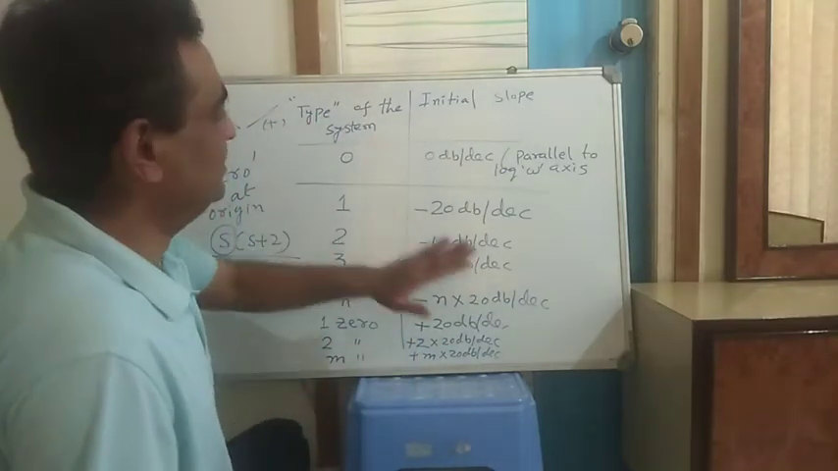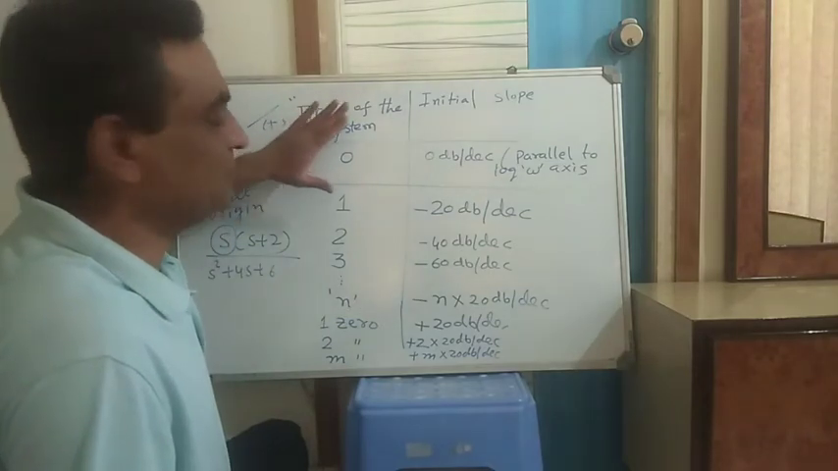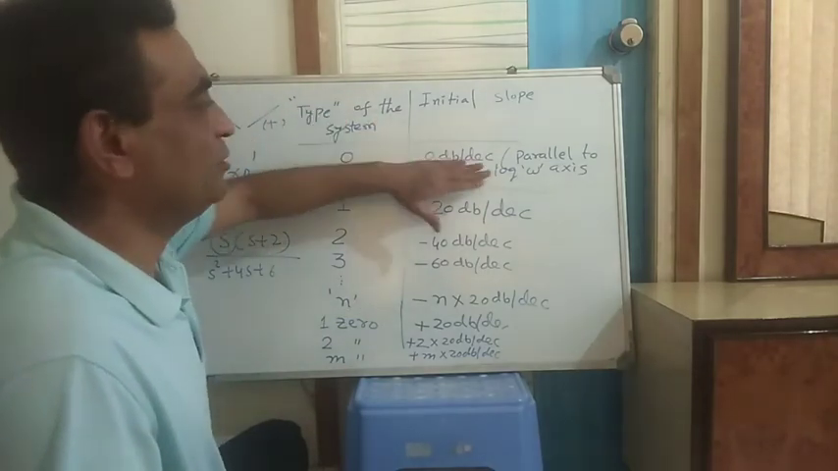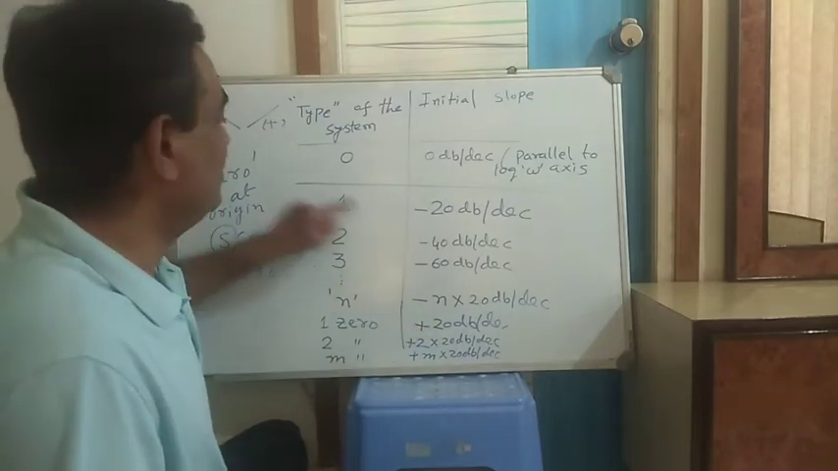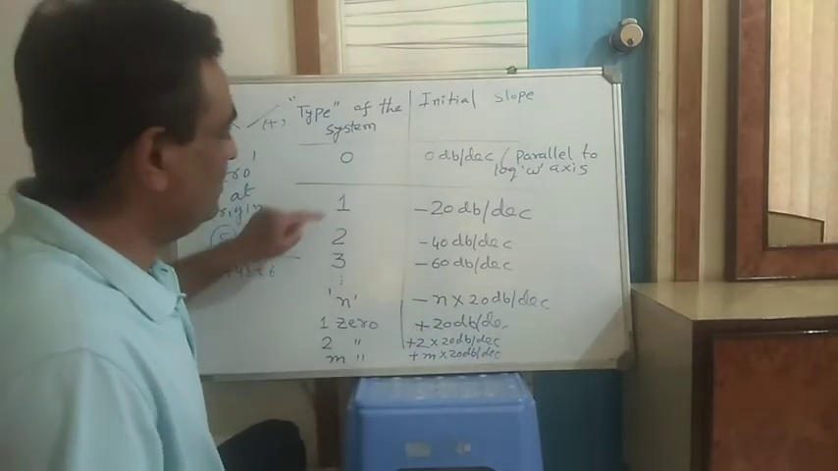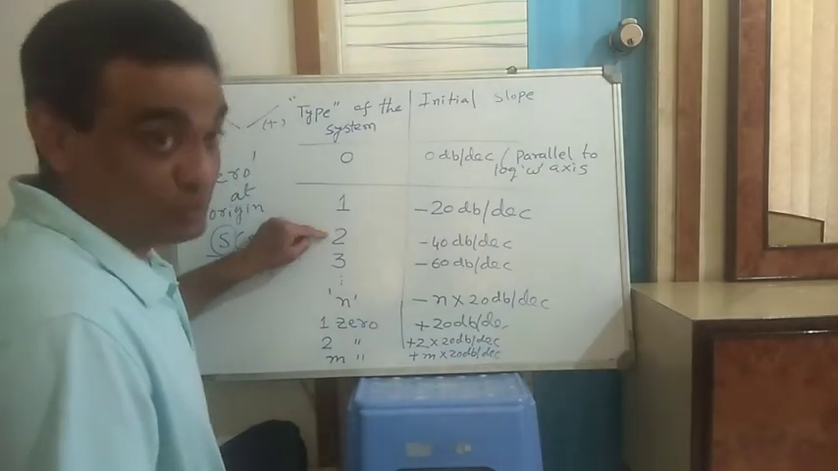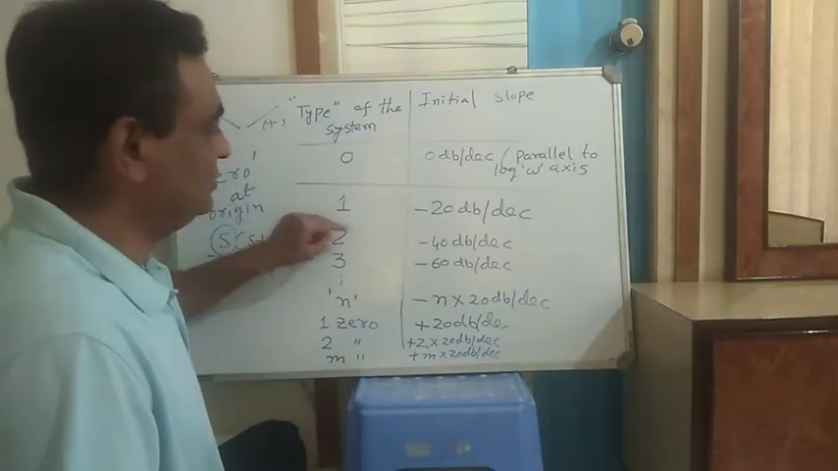So hope you understand that if it is type 0 system, there is no pole at origin, then 0 dB per decade. But let's say if there is 1 zero at origin, plus 20 dB per decade. 1 pole at origin, minus 20. 2 poles at origin, there is s square in the denominator, then minus 40.